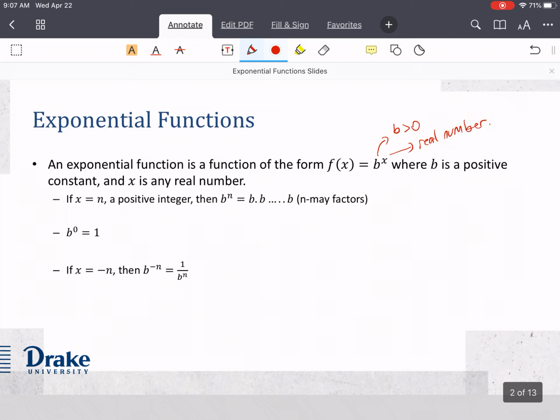I want you to pay attention to this being a function. So this whole thing, f of x equals b to the x, represents a function where x, the exponent, is basically your input, and then the result, b to the x, is your output, or your y value.